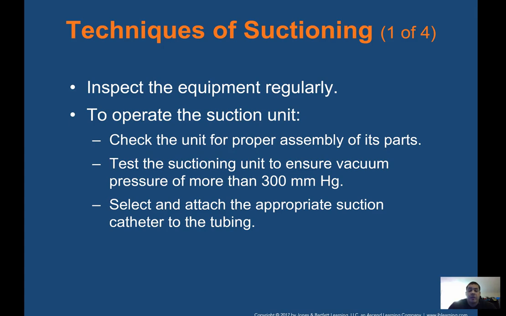Test the suction unit to ensure vacuum pressure more than 300 millimeters of mercury. Select and attach the appropriate suction catheter to the tubing. So what's a hard suction catheter called? A Yankauer. And what's a soft suction catheter? It's going to be a French.